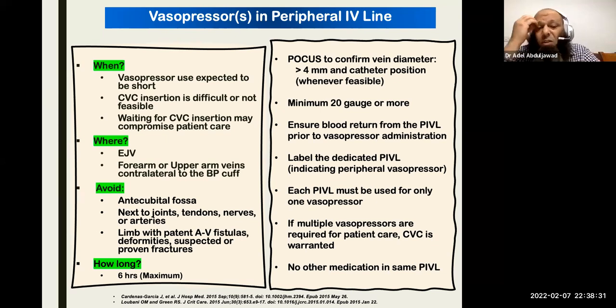Where to put the peripheral line? Usually it's the external jugular vein, or you can use the forearm or the upper arm veins. Of course, contralateral, on the other side to the blood pressure cuff. Avoid the antecubital fossa. Avoid lines next to joints or tendons or nerves, and avoid limbs with an AV fistula. Next, how long should you use the vasopressors, either Levophed or epinephrine or vasopressin, in a peripheral line?